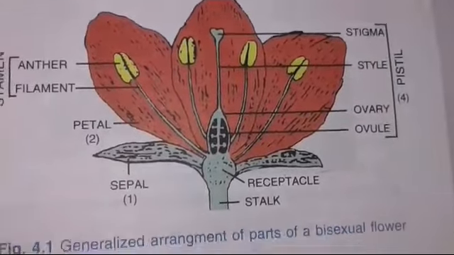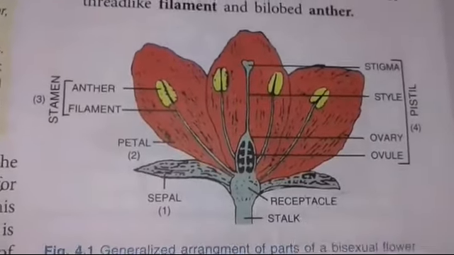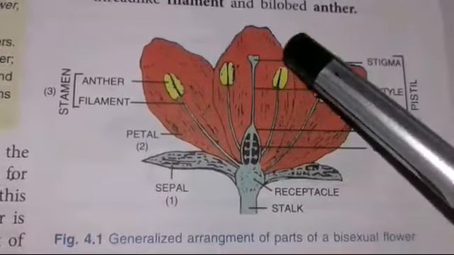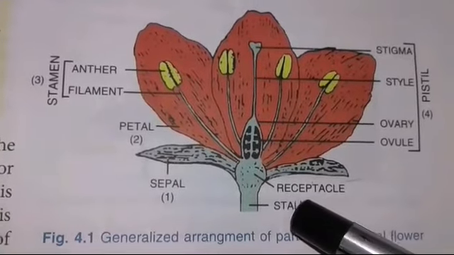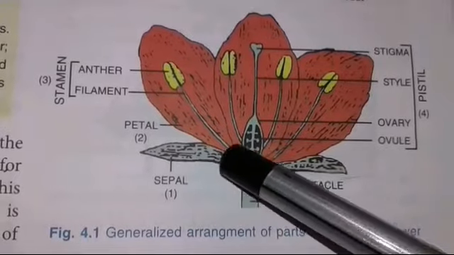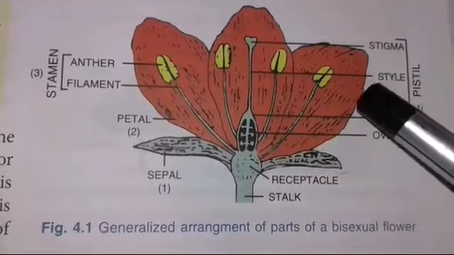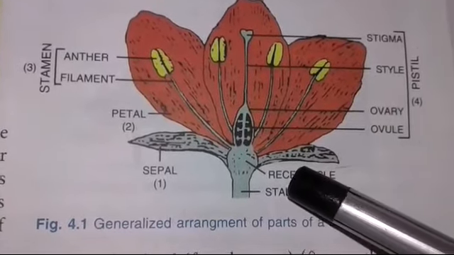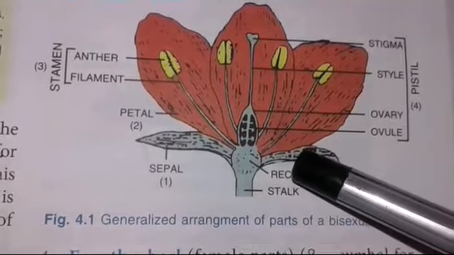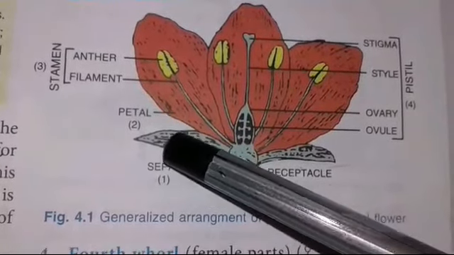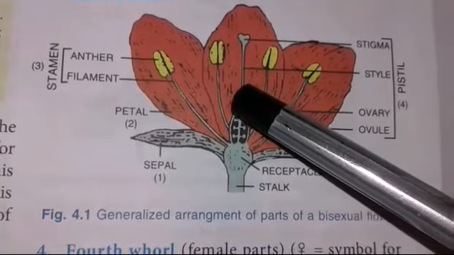First, the part of the flower by which we hold the flower, or the part which supports the whole floral structure, is called the stalk, or pedicel. The tip of the stalk, somewhat swollen or expanded and broader to support the whole floral structure, is called the receptacle. The receptacle is also known as the thalamus. The flower further contains 4 whorls: sepal, petal, stamen and carpel.